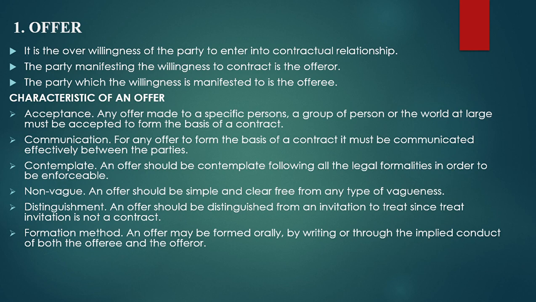the offeree. So in a contract, we have an offer where the party who is willing to contract is the offerer, and the party to whom the willingness is manifested is the offeree. For instance, if you go to a mobile dealer, the offerer is the mobile dealer, and the offeree is the buyer.